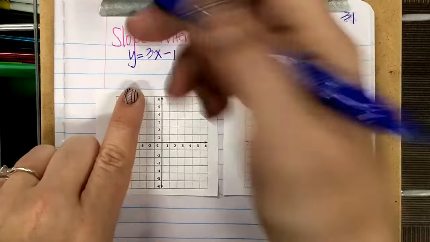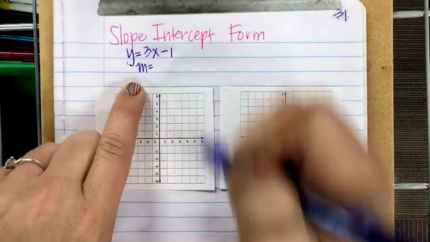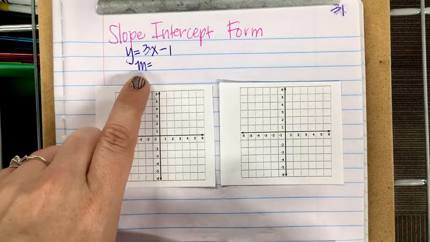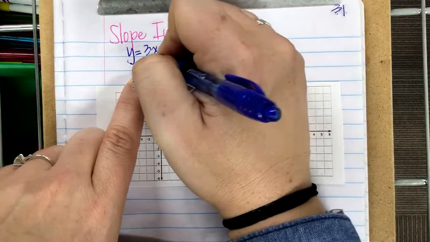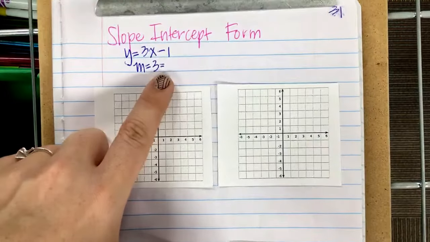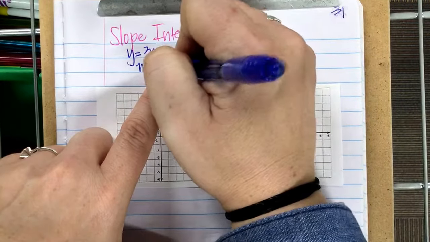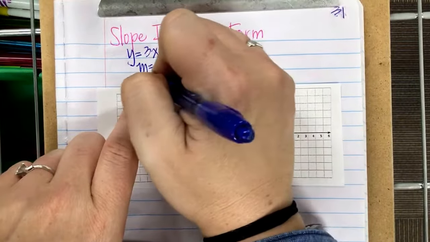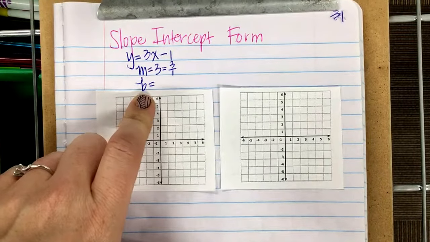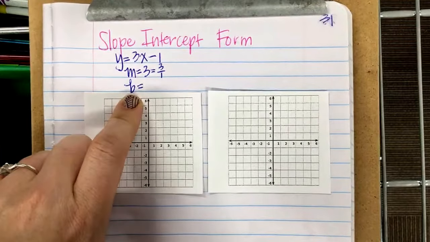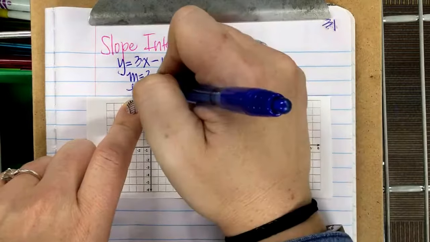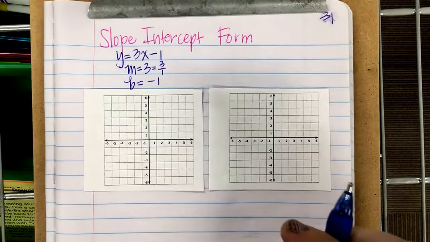All right, so the slope for this equation is what? 3. You have to make it a fraction to graph it, so it's 3 over 1. The intercept is what? Plus what? Negative 1.